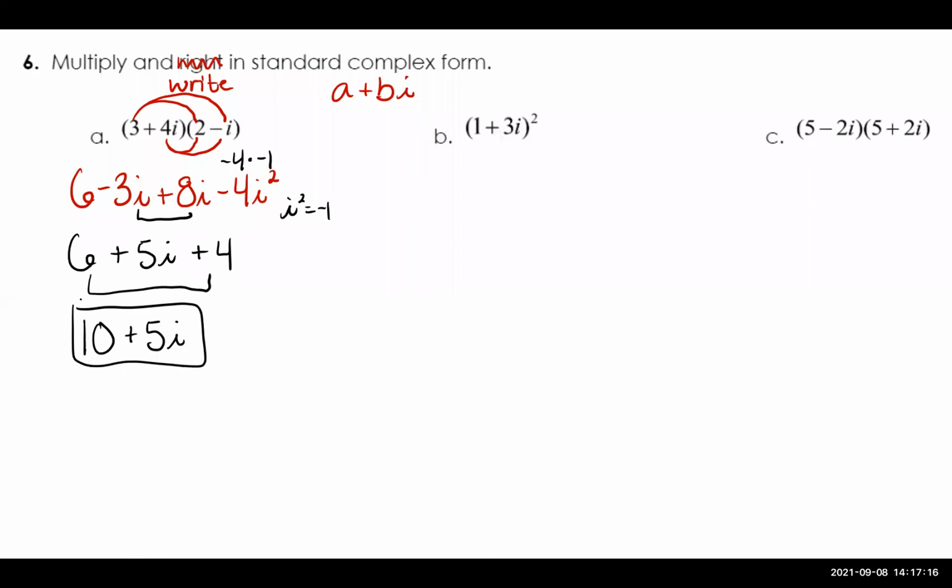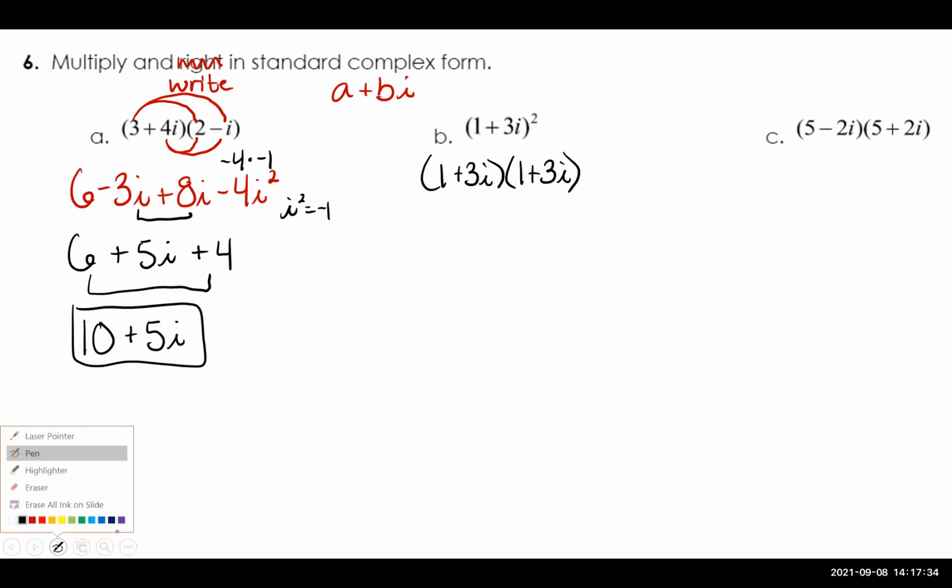Part B, we have (1 plus 3i) squared. So this whole binomial expression is raised to the power of 2. So I need to multiply the binomial expression times itself. The whole expression being raised to the power of 2 means I have to multiply the whole expression times itself.